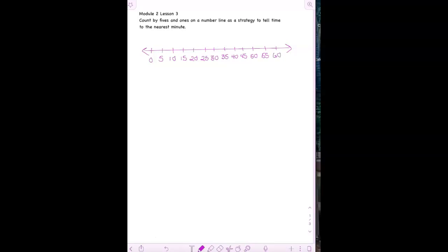Okay. So there's our 5-minute intervals. Remember, interval is the space in between those numbers. And what we're going to do is we're going to put your finger on 0 and jump over to 5. When you do that, what are you imagining in your mind? What's in between here from 0 to 5? That's right, we have 1, 2, 3, 4. We can imagine all of those ones in between our fives.